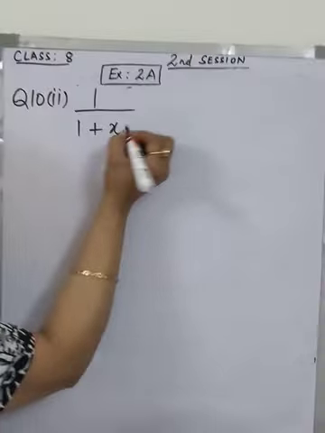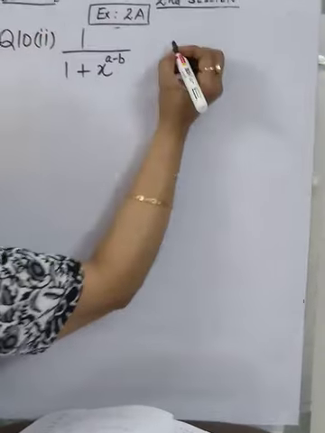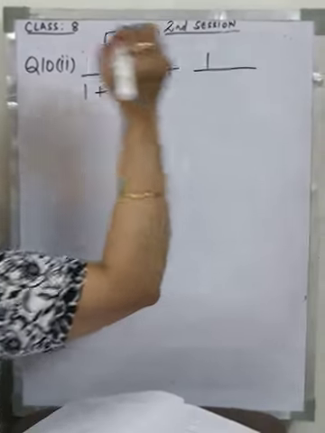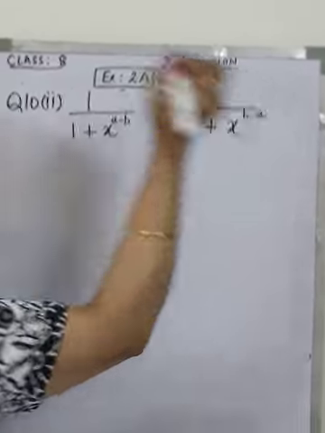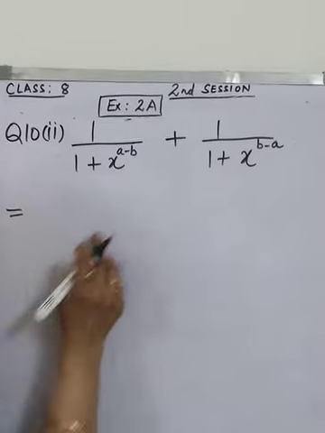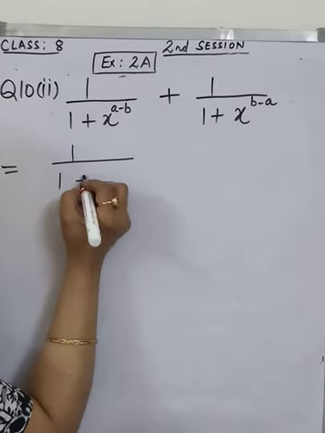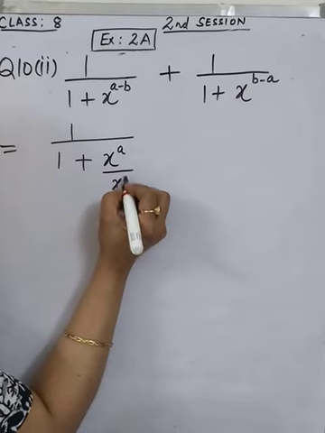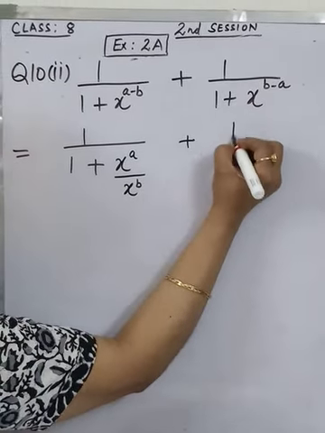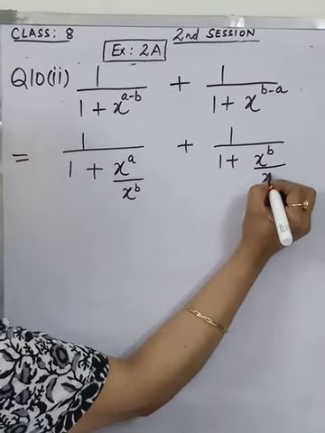1 plus x to the power a minus b, plus 1 plus x to the power b minus a. This is the given expression. Firstly, I convert negative to positive index like this. 1 upon, in place of x to the power a minus b, can I write x to the power a upon x to the power b? 1 plus x to the power b upon x to the power a.